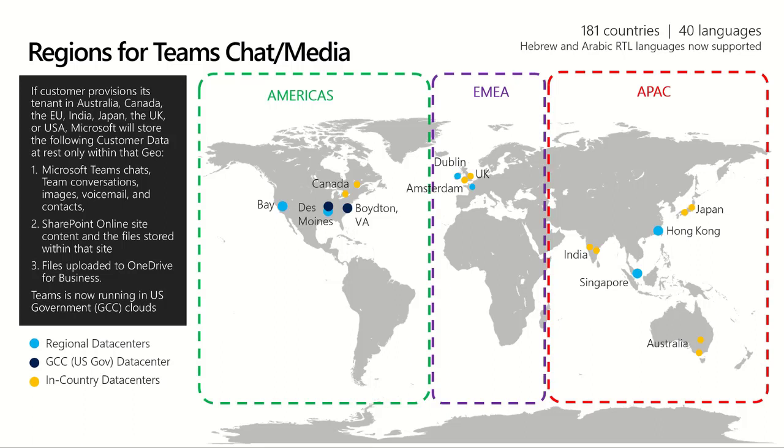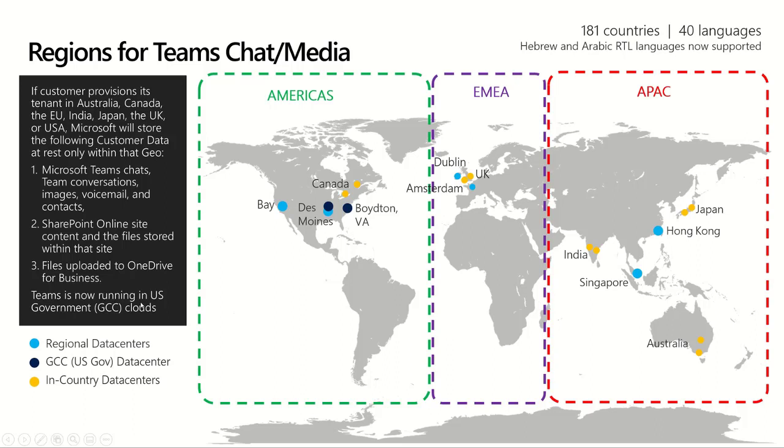The SharePoint Online content, that's your files, your team files, and the files stored within that site, are stored there. And then all the files uploaded to OneDrive for Business. And that's the significance of, for example, that's how we achieve data residency in Canada, our in-country data centers. And Teams is also now running, as I mentioned, in the US government GCC clouds.